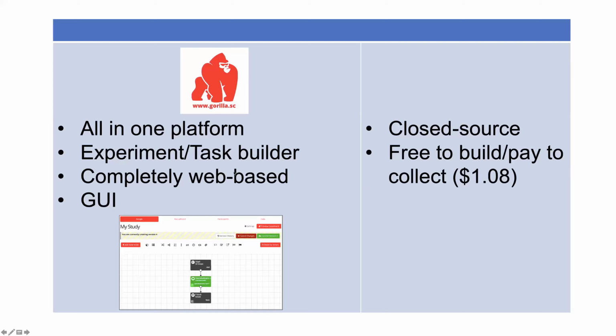Gorilla is just very simple and easy to use. It uses a GUI, a graphical user interface, so you don't need to code. This makes it really simple for undergrads who don't know any coding, or early career researchers, or grad students that know a little bit of coding. It's for everybody. When I say graphical user interface, I mean you can build your experiment graphically, without writing any code.